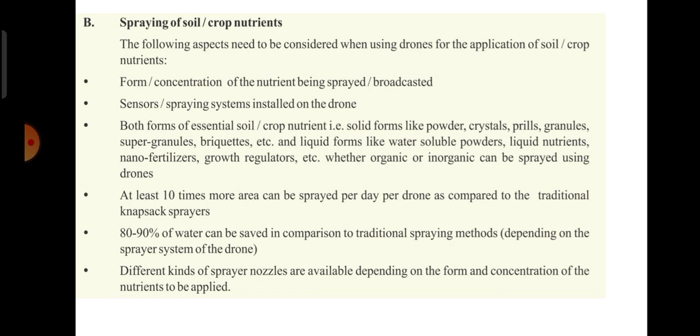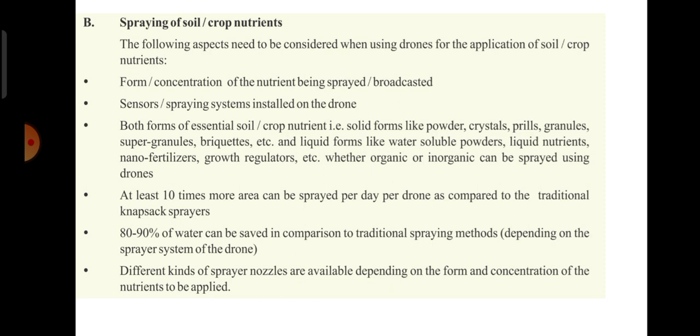So the different aspects need to be considered when using drones for the application of soil and crop nutrients, like form or concentration of the nutrient being sprayed or broadcasted, sensors or spraying system installed on the drone. Both forms of essential soil or crop nutrients, like solid forms like powder, crystal, prills, granules, super granules, briquettes, etc., and liquid forms like water soluble powders, liquid nutrients, nanofertilizers, growth regulator, etc., whether organic or inorganic, can be sprayed using drones.